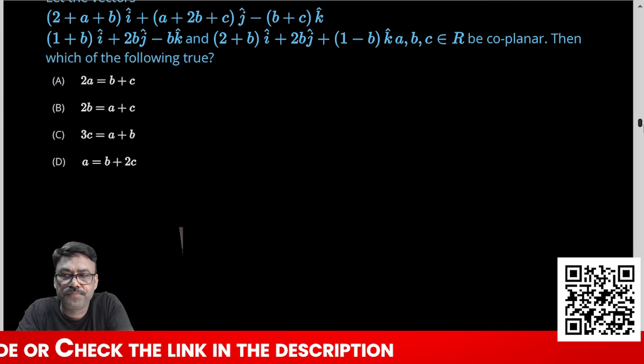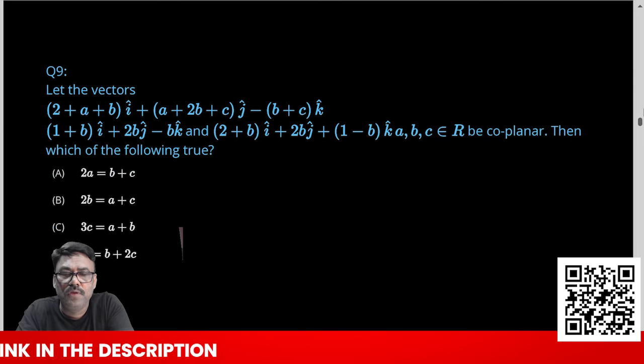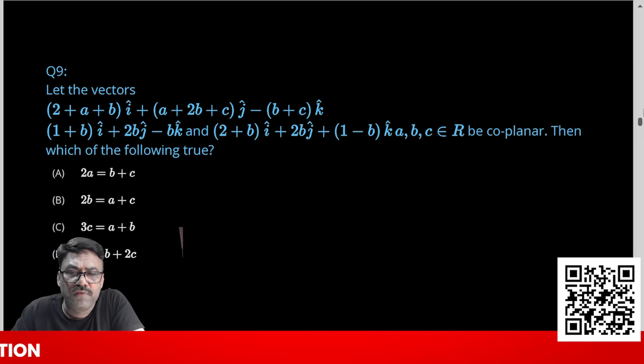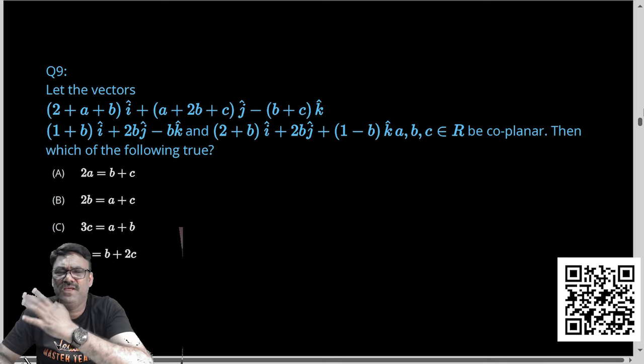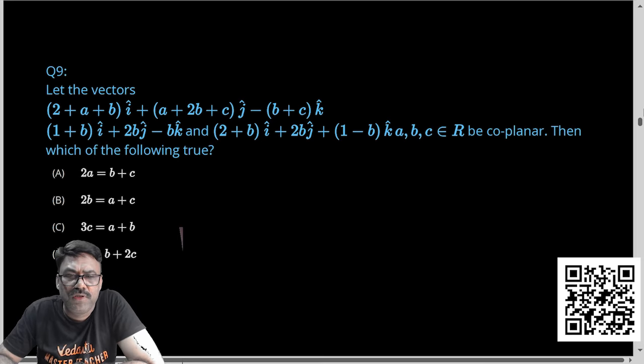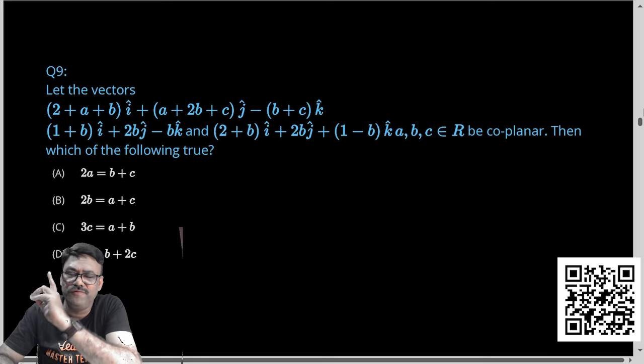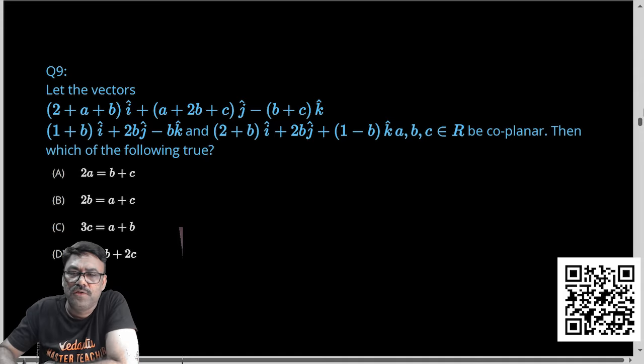Next question. These three vectors are coplanar vectors. Then which of the following options is true here? Very easy question. For coplanar vectors, basically the determinant formed by the coefficients should be 0. That's it. So I will form a determinant using coefficients.